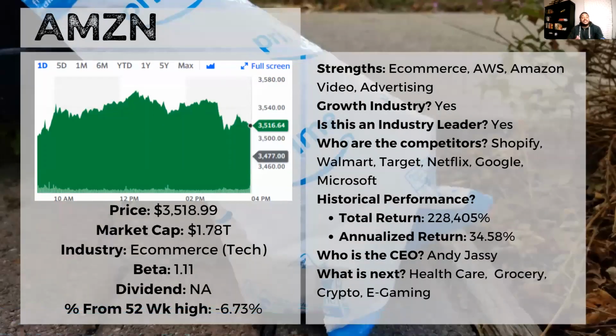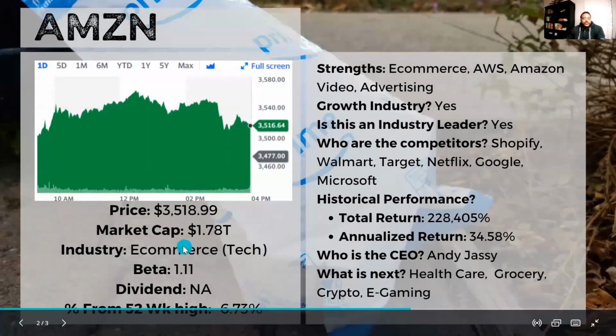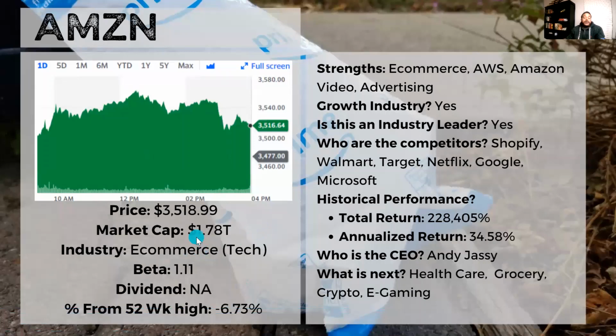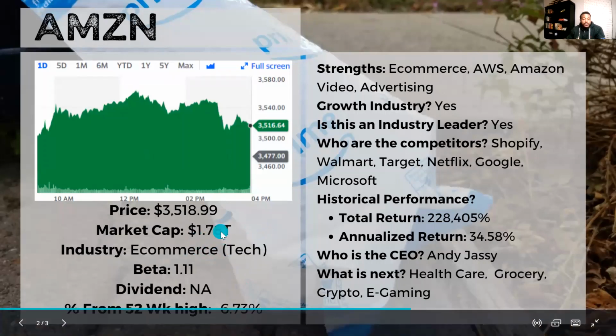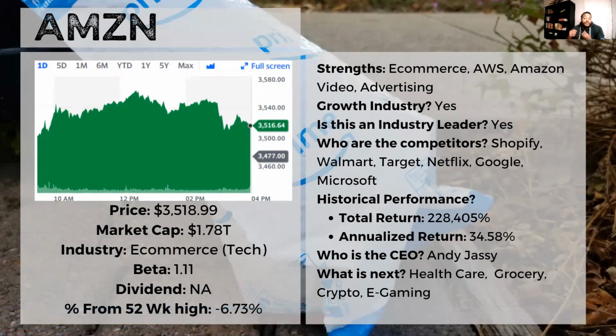So next, I did the same thing for Amazon. I pulled out the chart. We know that it has a price of approximately 3,500, a market cap of 1.78 trillion. Its industry is e-commerce, which is within the tech sector. Again, that beta of 1.11, right? So this indicates that the stock is more volatile than the normal stock market.